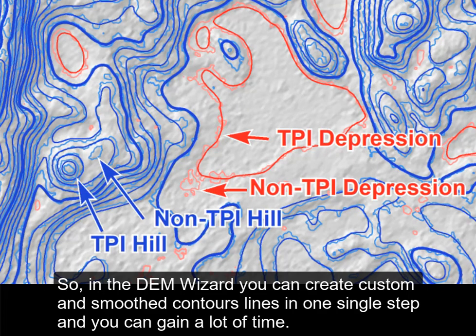So, in the DEM Wizard, you can create custom and smoothed contour lines in one single step, and you can gain a lot of time.